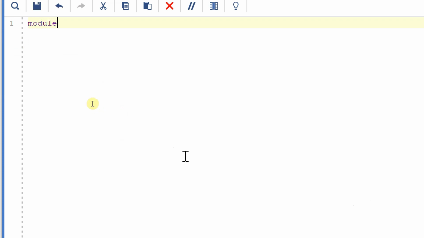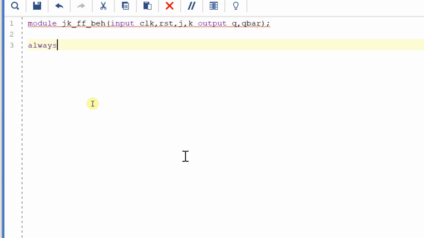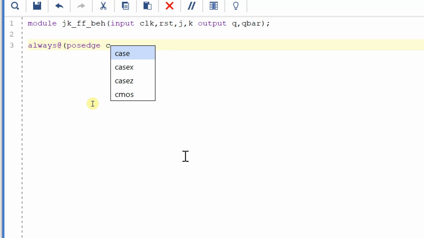I'll create a module called JK_flip_flop_behavioral_modeling, and the inputs are clock, reset, J and K, and my outputs are Q, Q bar. So these are the inputs and outputs of my JK flip-flop, and within an always block at the positive edge of clock, this is a positive edge flip-flop.